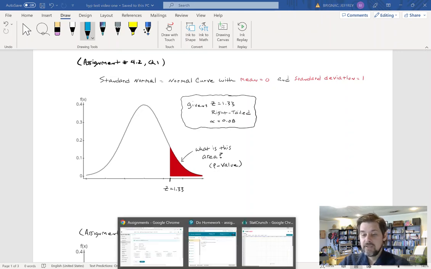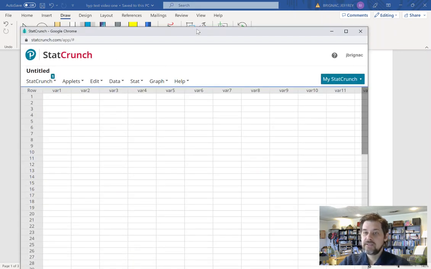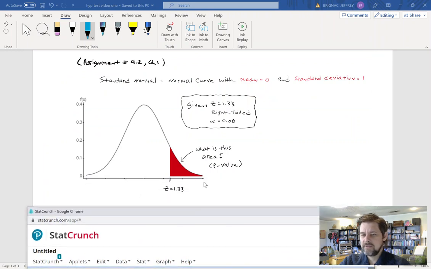All right, so here's how we need to address that. I need to take my standard normal curve, fix this number at 1.33, and find the area over here in this tail. That'll be the p-value.